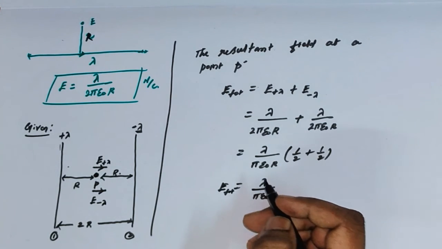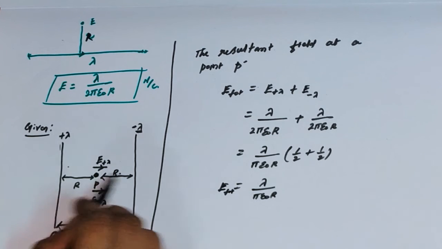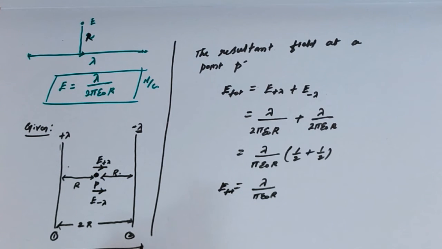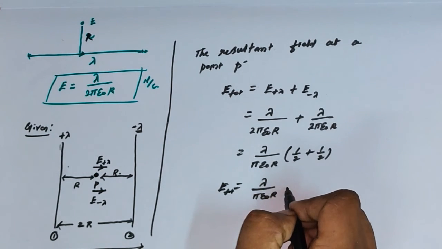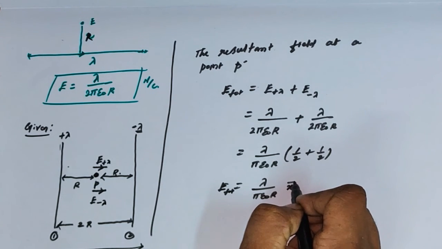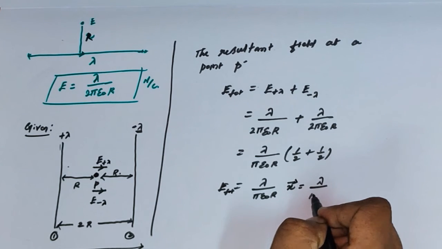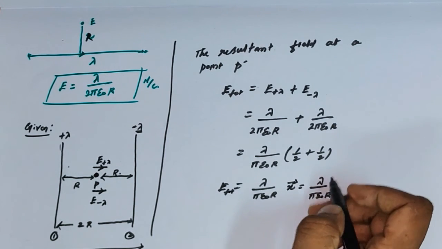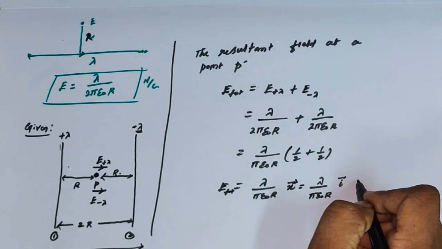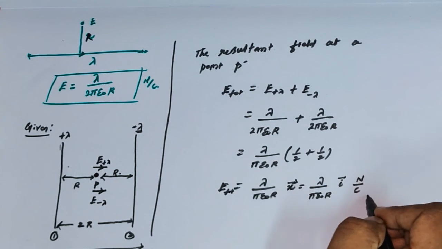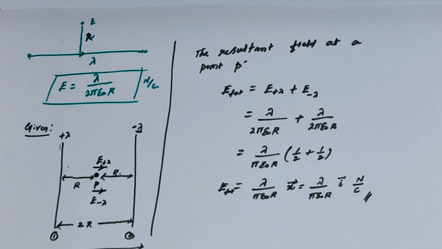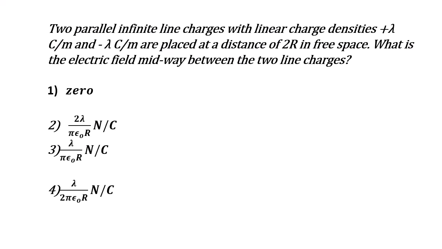This is the total field at point P. If we take the reference axis as the x axis, it points along the x direction, or in general along the i cap direction. The unit is Newton per Coulomb. So from the above discussion, the answer is the third option, lambda by pi epsilon naught r. This is the right answer.